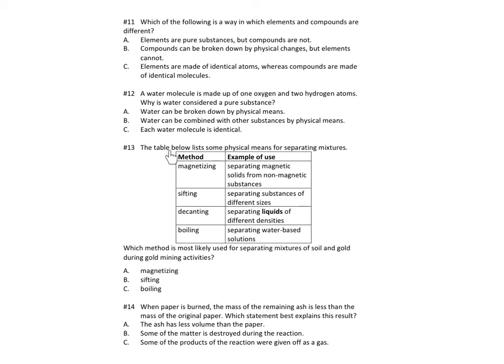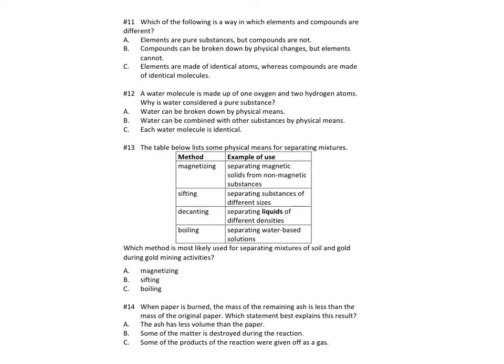Number 13. The table below lists some physical means for separating mixtures. Method: magnetizing, separating magnetic solids from non-magnetic solids. Sifting, separating substances of different sizes. Decanting, separating liquids of different densities. Boiling, separating water-based solutions. Which method is most likely used for separating mixtures of soil and gold during gold mining activities? A. Magnetizing. B. Sifting.